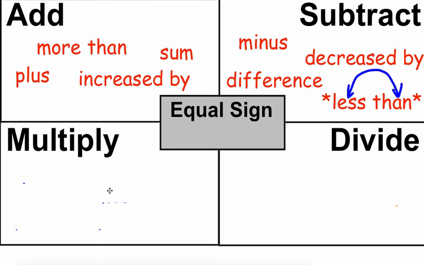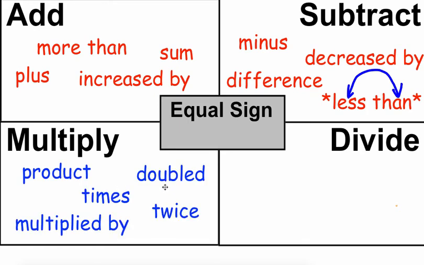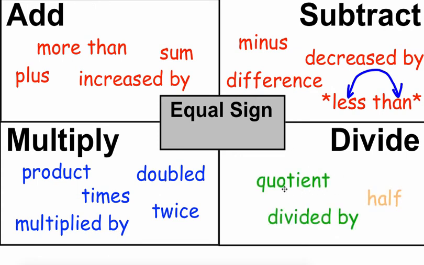Don't feel like you have to rush and try to keep up with me as you write these down. For multiply, we have product, times, doubled, twice, multiplied by. And then for divide, we have quotient, divided by, and half. Now, those are all ones that are pretty straightforward for us. Remember, half is really code for divide, but it's specifically divide by 2.